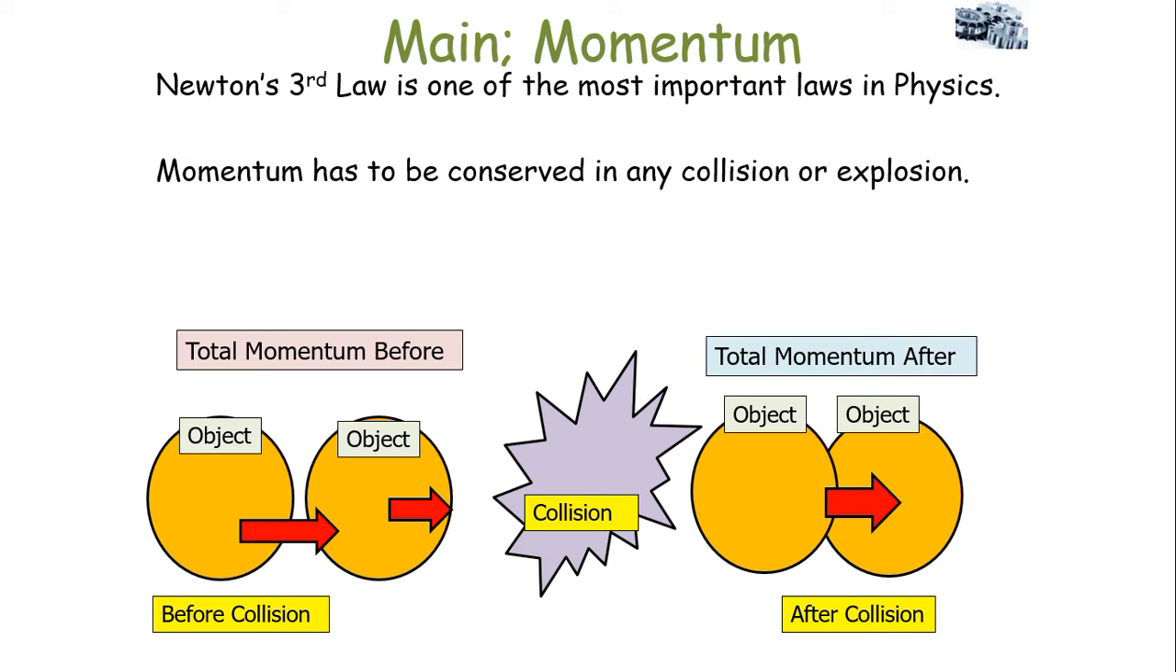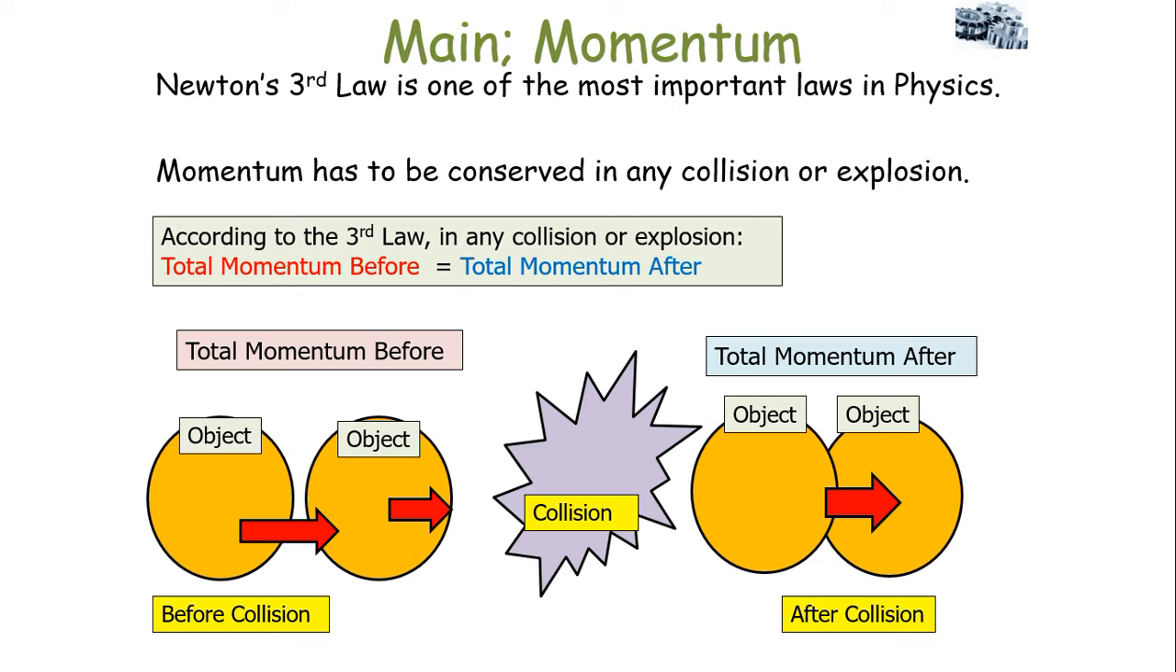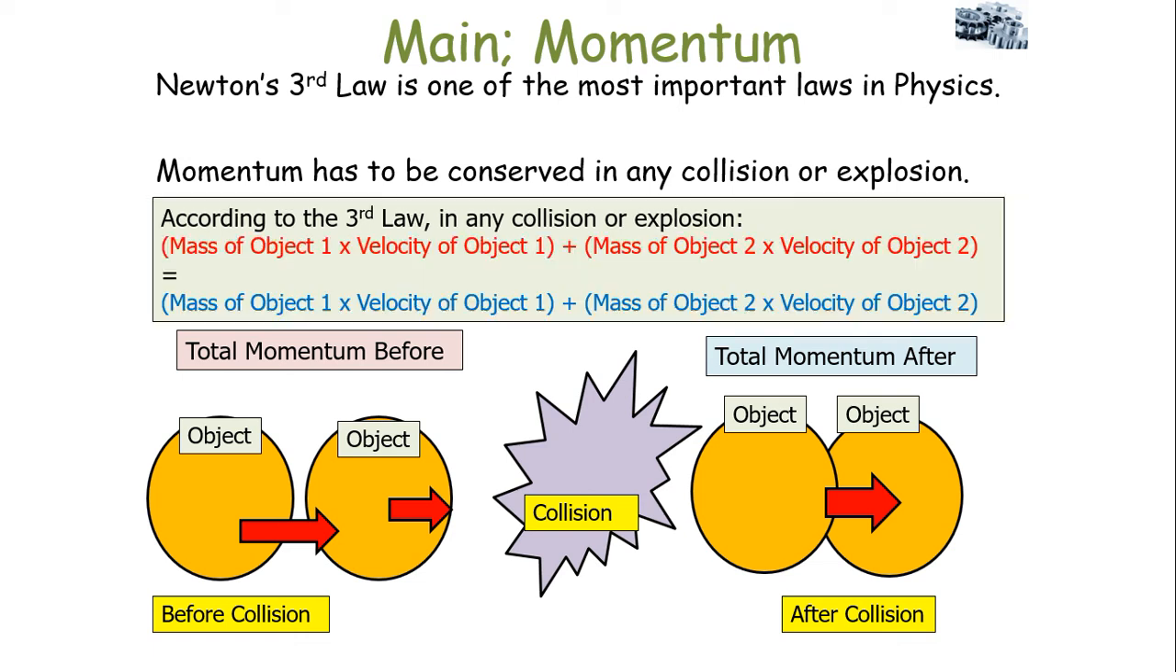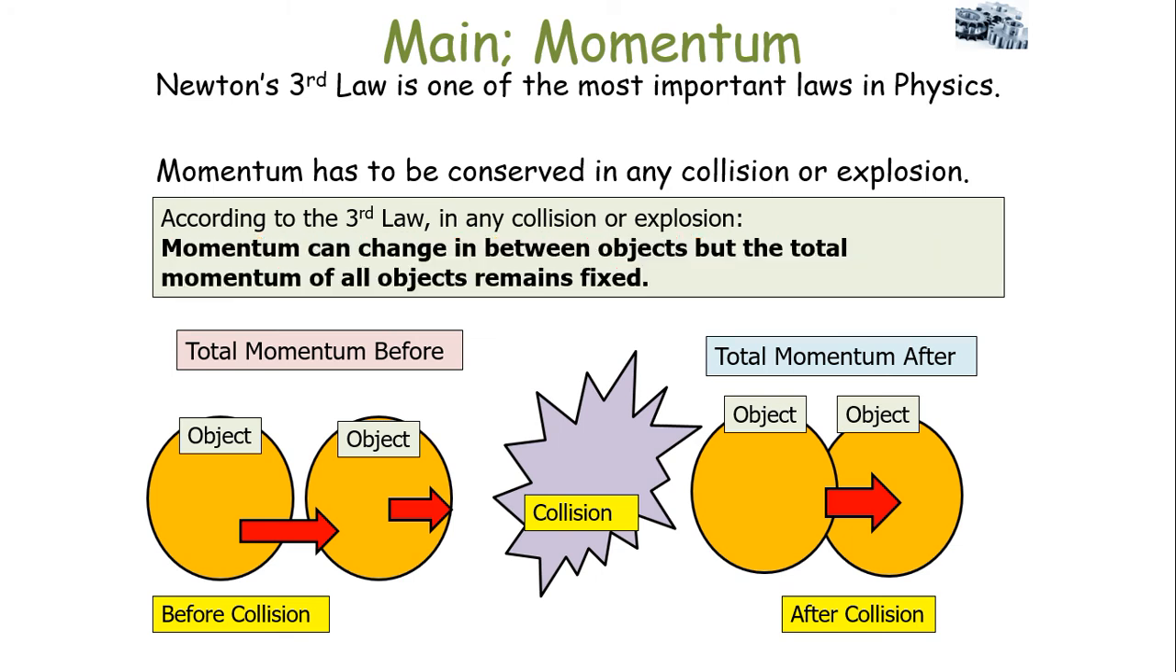Now, Newton's third law is one of the most important laws in physics, and basically we can write that as momentum has to be conserved in any collision or any explosion. So what we are saying is that the total momentum before a collision or explosion must equal the total momentum after that collision or explosion. That is from Newton's third law of motion. That can be simplified by saying that the mass of the object times the velocity of the object before the collision or explosion is equal to the mass of the object times the velocity of the object after. Momentum can change between objects of the system, but the total momentum of all the objects remains fixed.